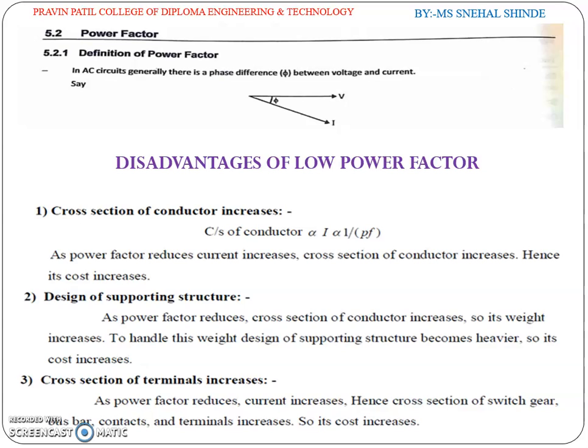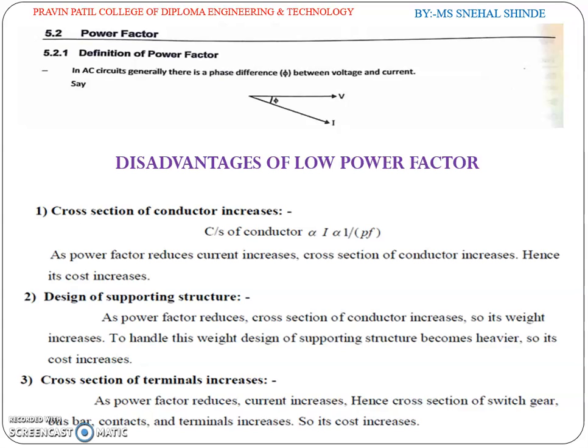The cross section of the conductor increases. The cross section of the conductor is proportional to the current, and the current is inversely proportional to the power factor. So as the power factor reduces, current increases, the cross section of the conductor increases, hence its cost increases.